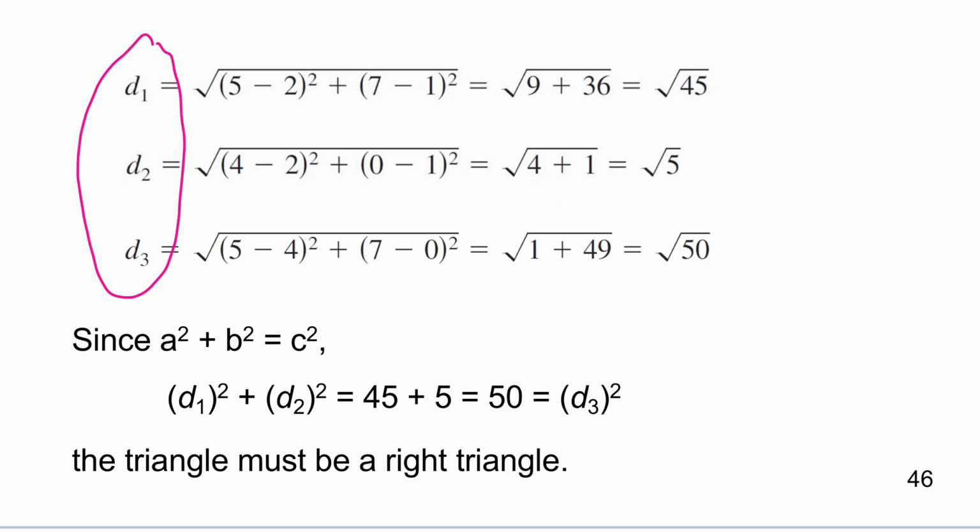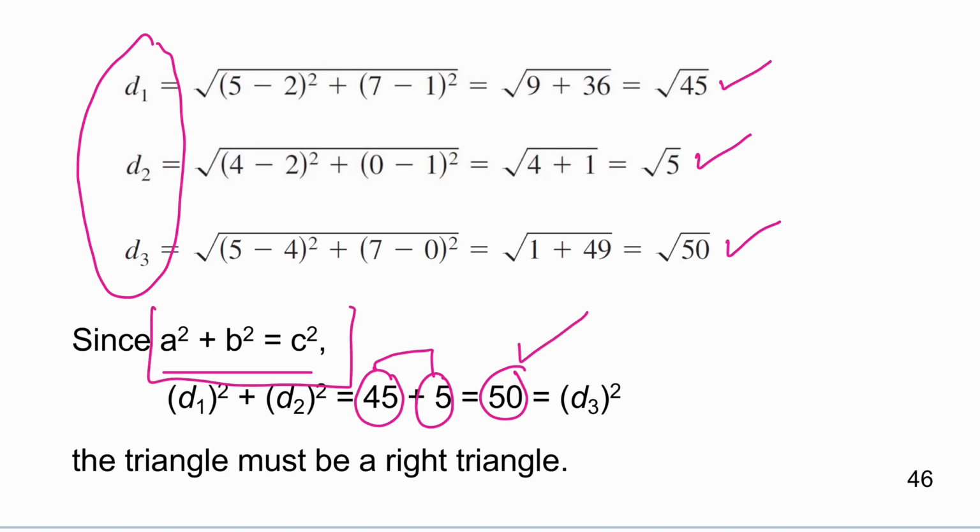And then once we look at a squared plus b squared equals c squared, well, that means that d1, which is the square root of 45, squared gives us 45, and then d2, the square root of 5 squared gives us 5, should equal this d3 squared, which will be the square root of 50 squared, which is 50, and 45 plus 5 does equal 50. So it must be a right triangle because it matched the Pythagorean theorem.